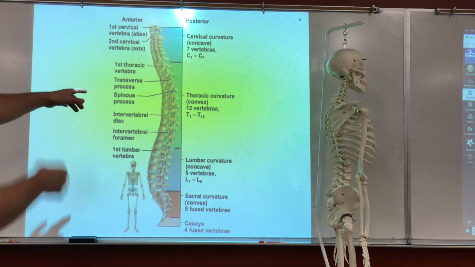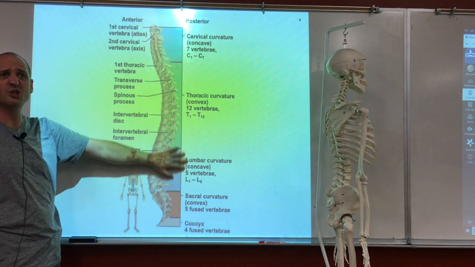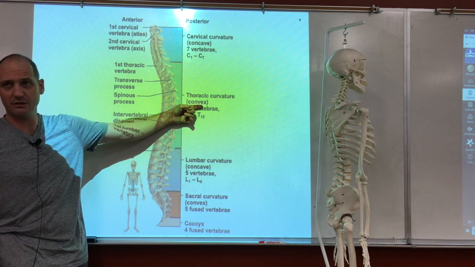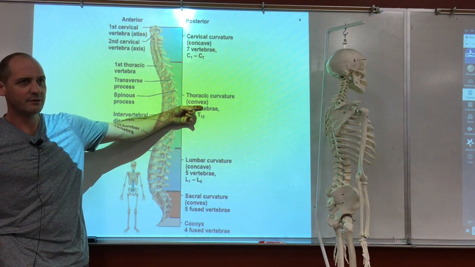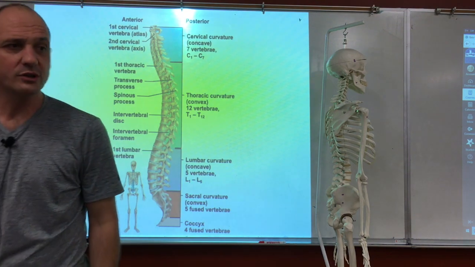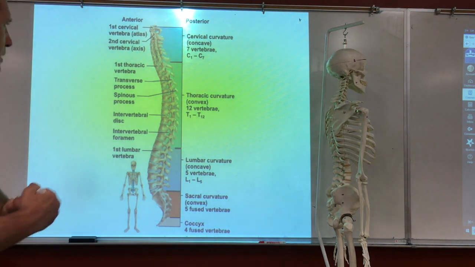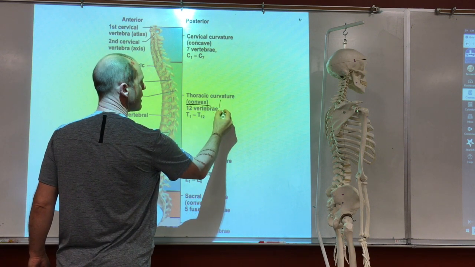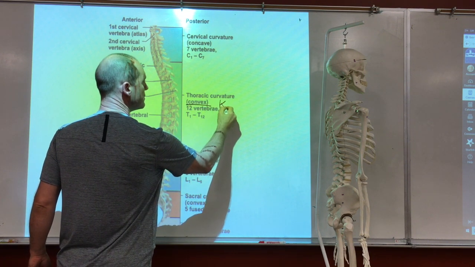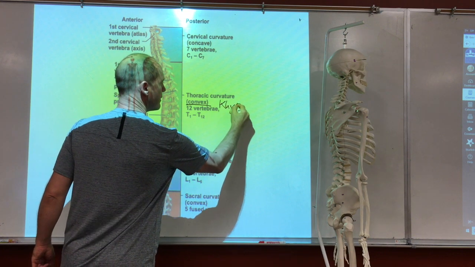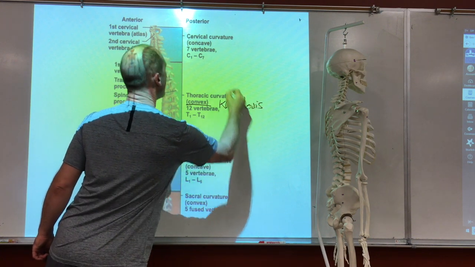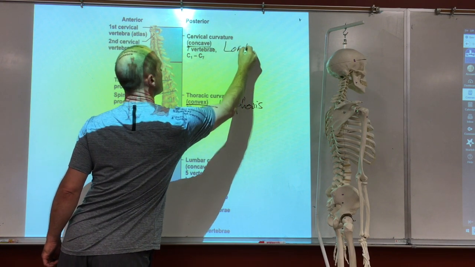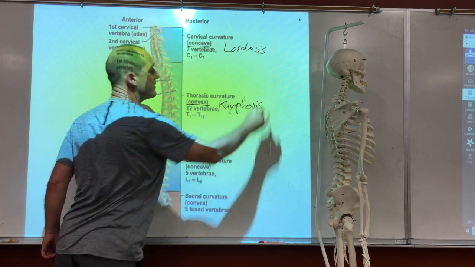And there, I like this picture actually. It has all these terms on it. And then you even got another, look at this, convex. For us, convex is kyphosis, and concave is lordosis. You don't need to remember that, but if you write it in the booklet, you know for later.